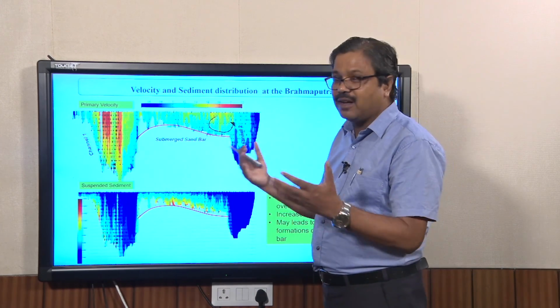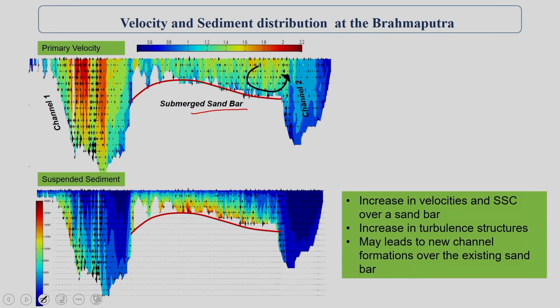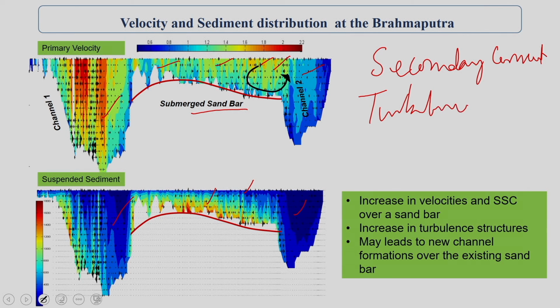If you look at that same concept, if I go for a larger width, in between there could be sandbar formations. If you look at how the primary velocity variations are there, it's too complex. How the secondary currents are there. All these suspended concentrations are available. All these are built up with the secondary current and large-scale turbulence structures.